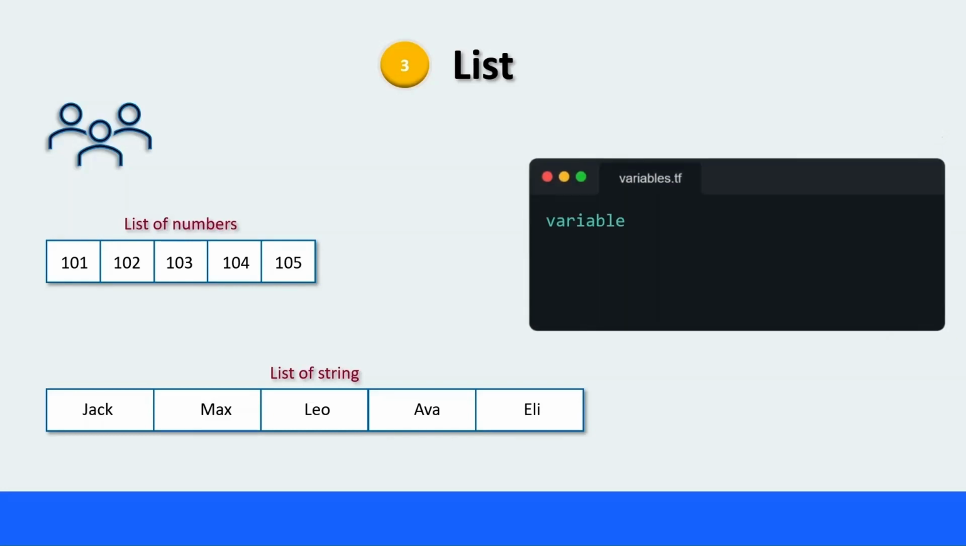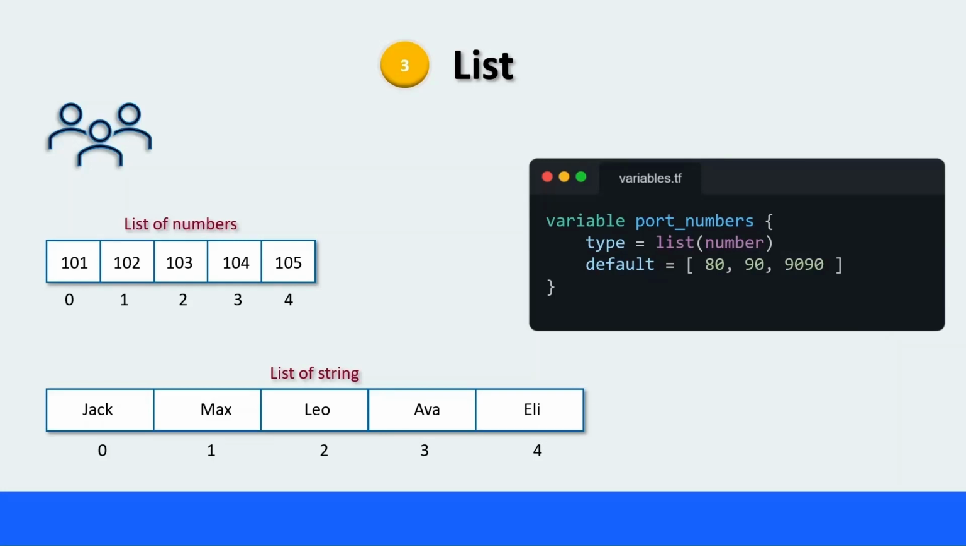In this way, the list data type can be used to make a list as input. The crucial aspect of a list is that all the elements within a list are of the same data type. In other words, if you create a list of strings, all the elements in that list will be strings. And if you create a list of numbers, all the elements will be numbers.